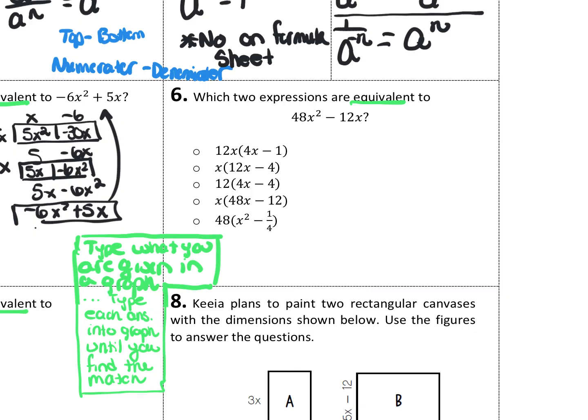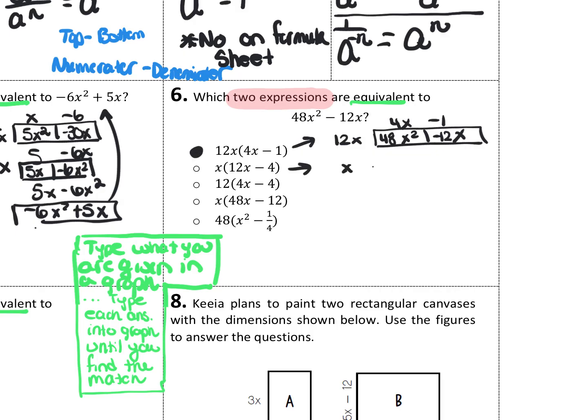When I get over to number 6, I'm going to read very carefully because it says 2 expressions. So I need to find 2 answers. So make sure on your test that you read very carefully. So draw my box. 12 times 4 is going to make a 48. x times x is an x squared. Negative 1 times 12 is a negative 12. And then my x. So that does match what I was given in the beginning. So I'm going to pick this one.